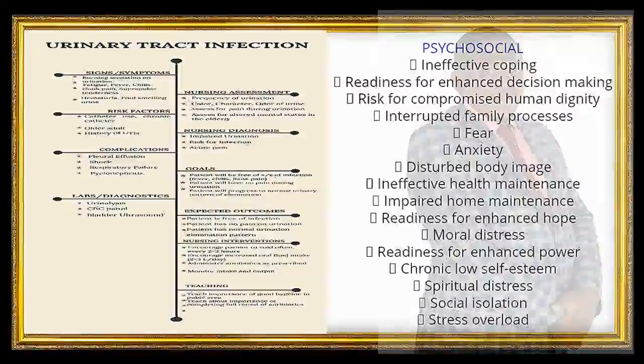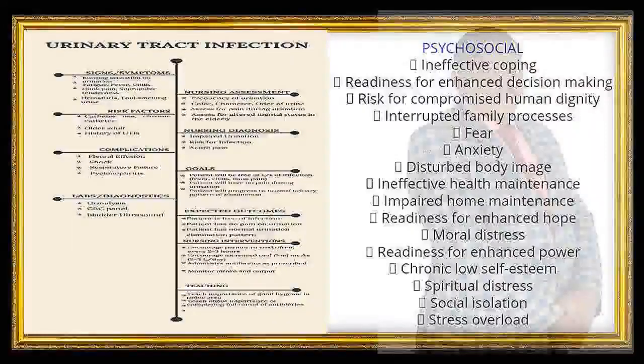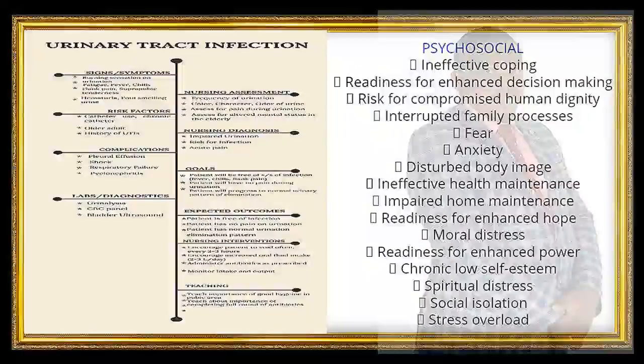We have also other problems that include ineffective health maintenance, impaired home maintenance, readiness for enhanced hope, or problems to do with moral distress. We can have problems to do with readiness for enhanced power, or chronic low self-esteem. The patient may also have spiritual distress as a psychosocial problem, or social isolation or stress overload. So these are some of the root problems forming your nursing diagnosis under the psychosocial area.